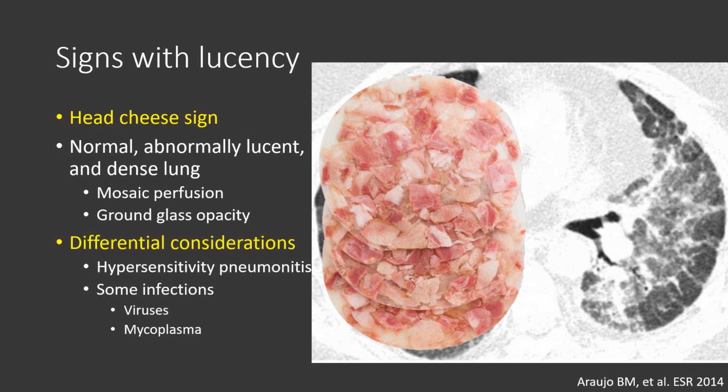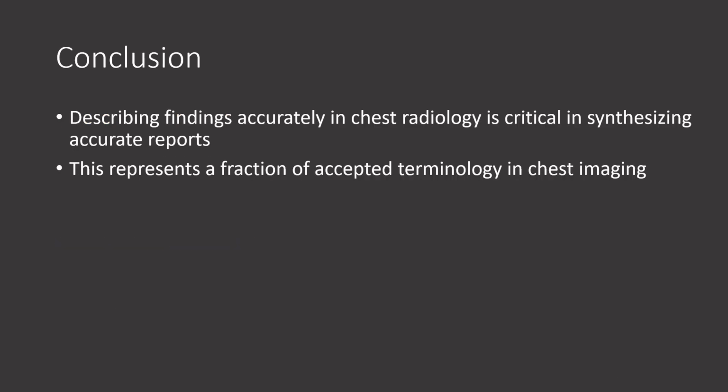Common causes for the head cheese sign, which is a combination of ground glass opacity and air trapping, are hypersensitivity pneumonitis, and some infections, particularly viral infections and mycoplasma. In conclusion, correctly describing opacities and lucencies is paramount in formulating an accurate report and developing a differential diagnosis. Differential diagnoses, which we had briefly discussed in addition to some helpful signs.